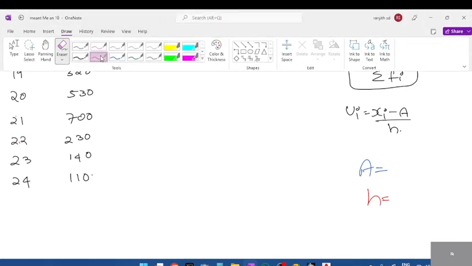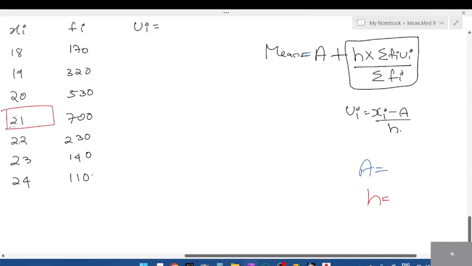For this question, 21. Let me take this as A. Next. We got A as 21. Write it. A is equal to 21. Next. We need a value for H. H is nothing but the difference between this value, first and second. What is the difference between 19 and 18? How much is 19 minus 18? 1. That is the value of H. Is this clear? All of you understood?